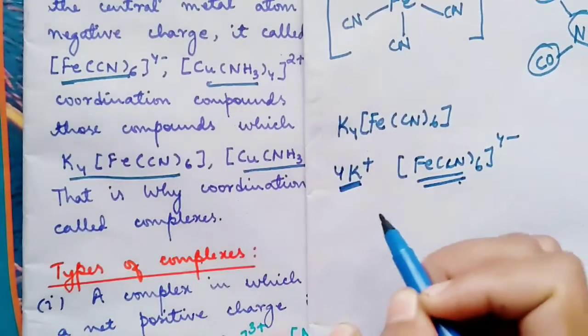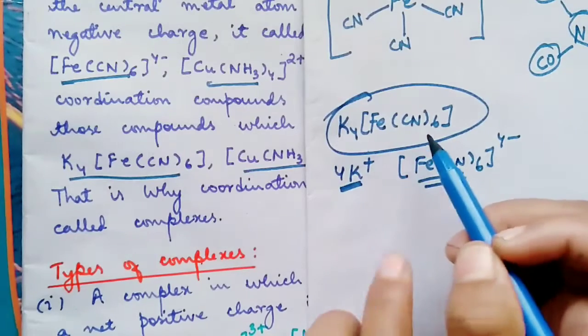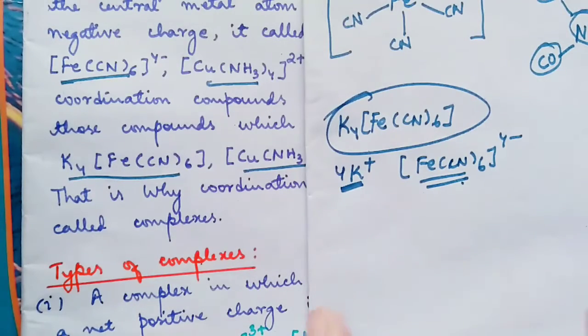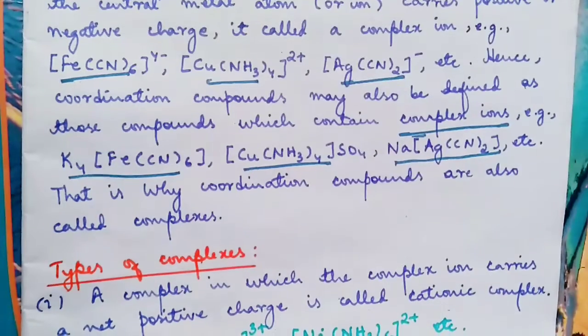This is also an ion. So we say that this one is a what? It is a coordination compound which contains a complex ion. So it is also known as a complex. Okay, now we come to the types of complexes.